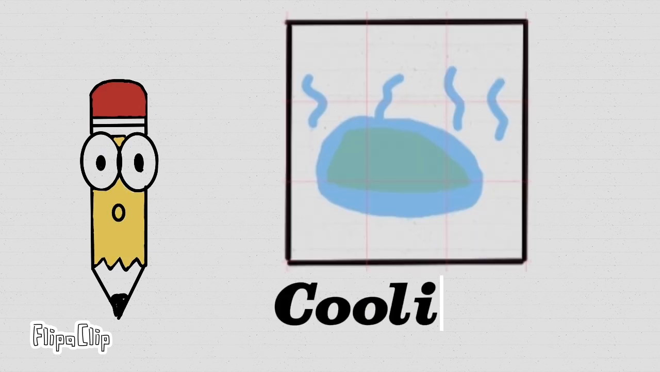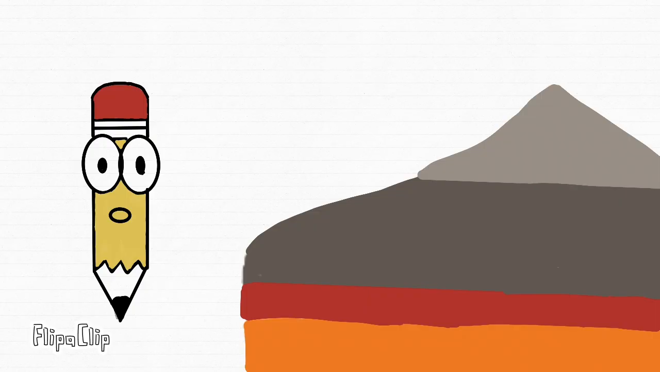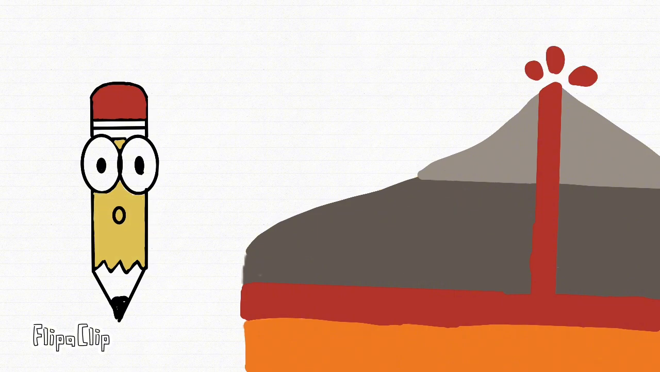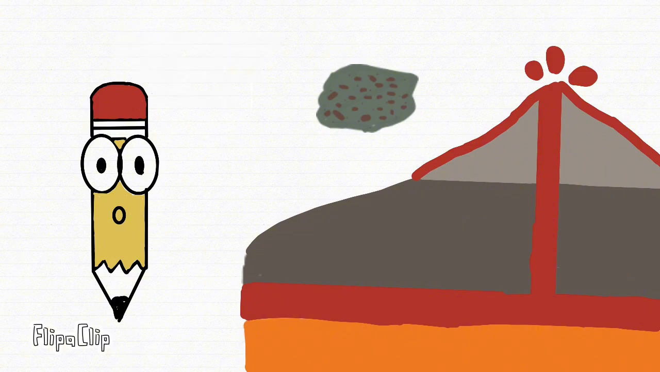Cooling is the geological process by which the molten rock, either magma or lava, cools and solidifies to form igneous rock. When a magma cools down, intrusive igneous rocks are formed. When a lava cools down, extrusive igneous rock is formed.